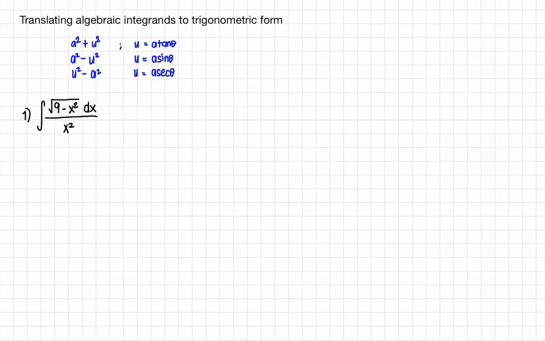So let's write that. 9 minus x squared follows the pattern a squared minus u squared. So we can say that a squared is equal to 9, so that a is equal to 3, and that u squared is equal to x squared, and that u is equal to x. Then we don't look for du. Instead, we substitute. We let x, which is our u, be equal to a sine of theta. What is our a? It's 3. So we let x equals 3 sine of theta. And so we differentiate: dx equals 3 cosine theta d theta.